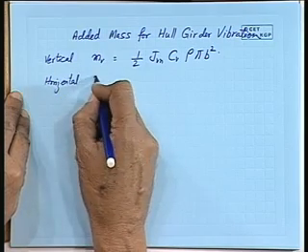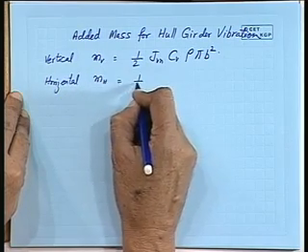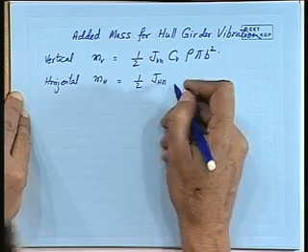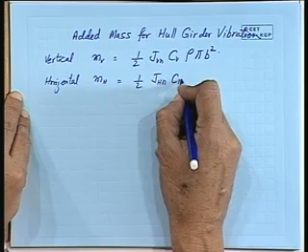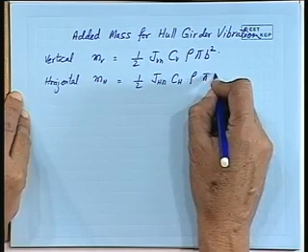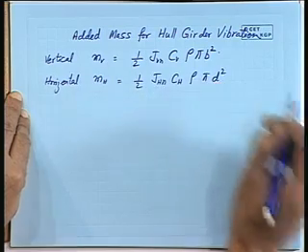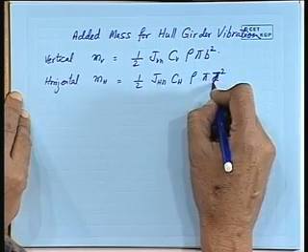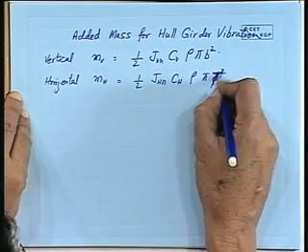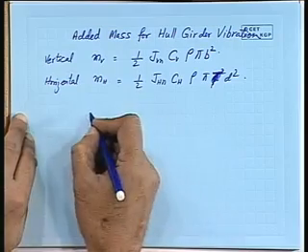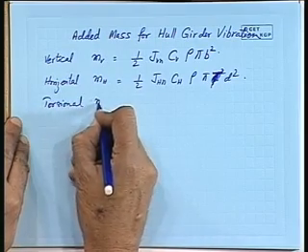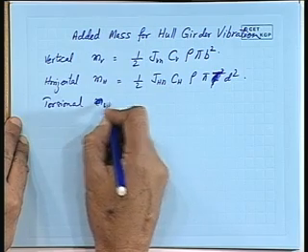Horizontal MH is equal to half JH and CH rho pi D square. This is the three-dimensional correction factor. This is the added mass coefficient, density of fluid, and this is the half width. I use T here. Okay, let me use D only, doesn't make any difference. And torsional, IT, torsional is IT.